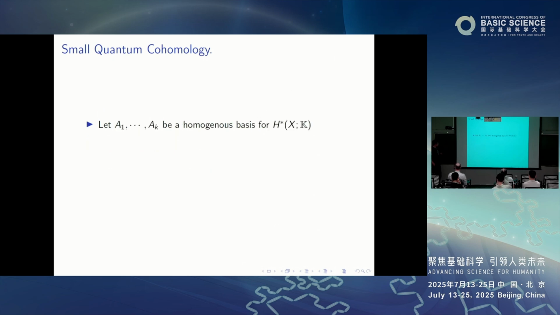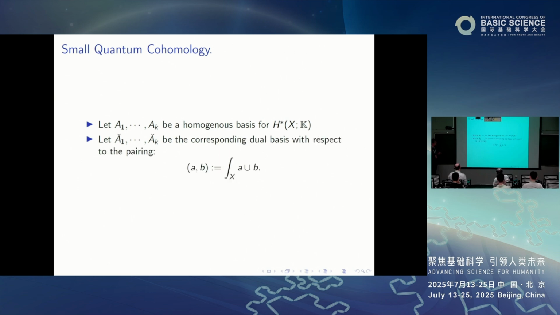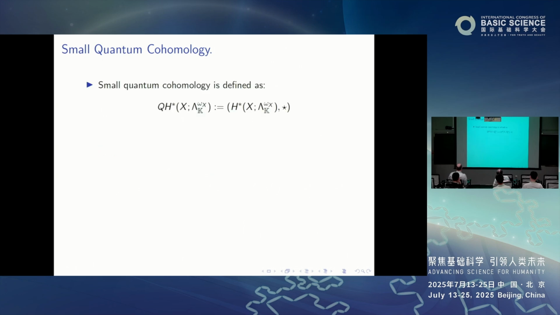Okay, so the next thing I'm going to do is make a choice. The small quantum cohomology will be independent of this choice, but for ease of making the definition clear, it's good to choose a homogeneous basis for cohomology of X with coefficients in my field K. And then I need to choose the dual basis, with respect to the standard cup product pairing.